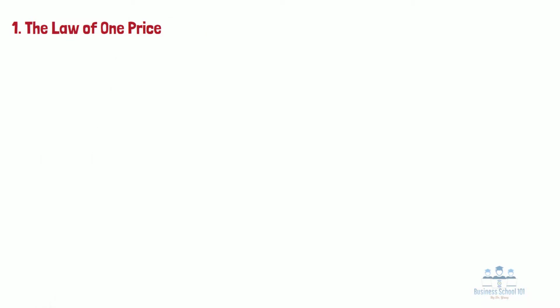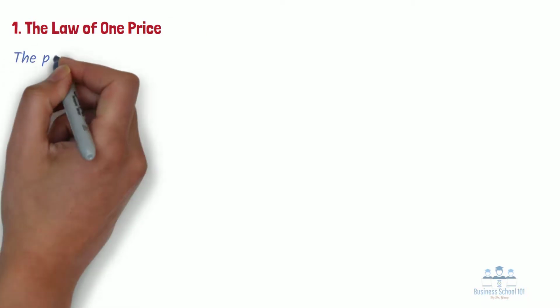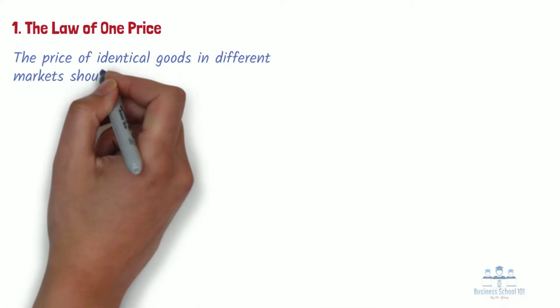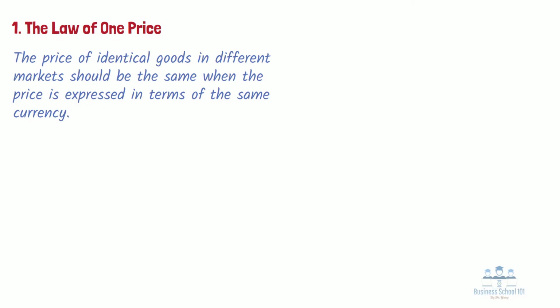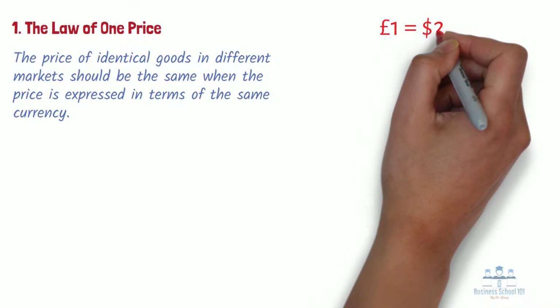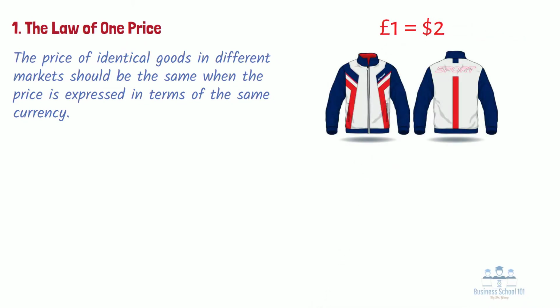The law of one price is an economic theory that states that the price of identical goods in different markets should be the same when the price is expressed in terms of the same currency. For example, if the exchange rate between the British pound and the dollar is £1 to $2, a jacket that retails for $80 in New York should sell for £40 in London.